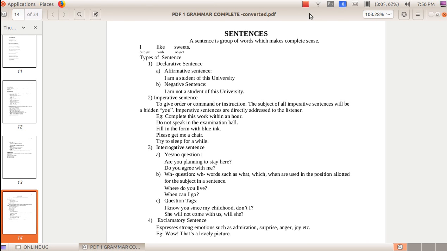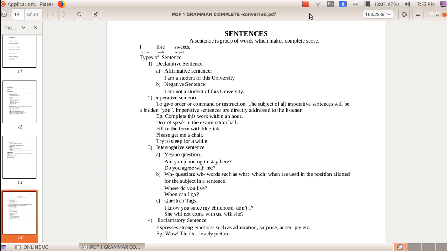So we have the two categories, and for the third kind you'll have to come across question tags. I'll give you the example first and let us talk about that. I know you since my childhood, don't I? So don't I is the question tag. She will not come with us, will she? So this is the question tag. Tagging something is your emphasis. You want an emphasis, you want an assurance, so after telling something you make a question, you tag a question. That is the purpose of question tags, and that also is one of the kinds of interrogative sentence.